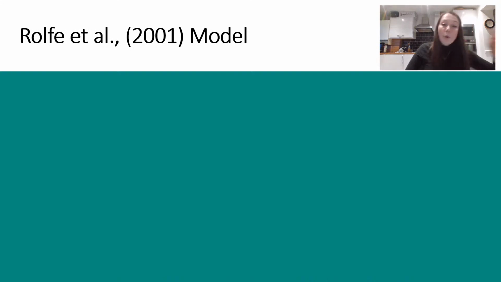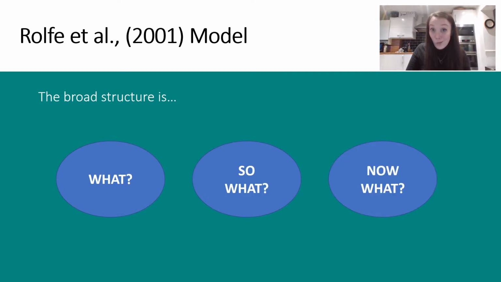The Rolfe et al. model. The broad structure follows a lot of different models. They usually follow the same structure, and that is: what, so what, now what. If you've ever watched any of our other videos, the Driscoll model uses this. There's loads of other models that use these broad three questions. What's different about the Rolfe et al. model is that there are different questions for each section. So the what section has lots of different questions, the so what section has lots of different questions and prompts, and the same with the now what section.